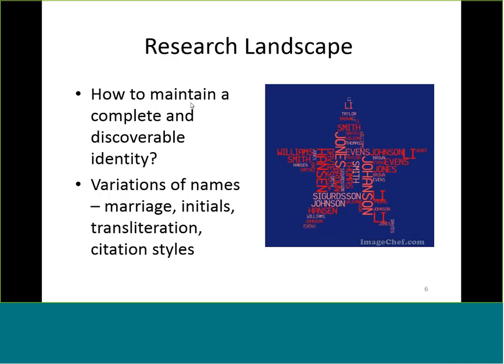This is an image that I made using some of the most common surnames from several different countries. The only transliterated one I have here is Lee.